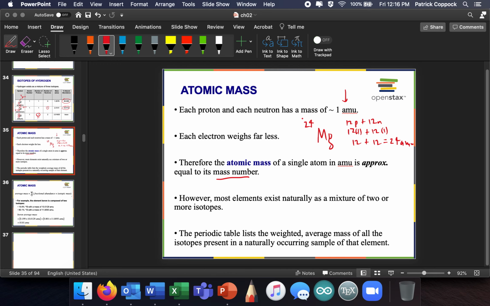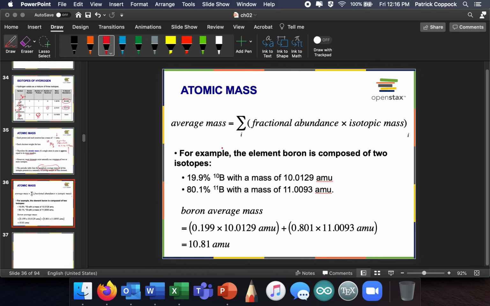Now, not all magnesium is magnesium 24. So when you go to the periodic table, you'll see the average mass of magnesium is not 24. It's close, but it's not 24. And that's what I was saying right here. Most elements exist naturally as a mixture of 2 or more isotopes, right? And so the periodic table lists the average mass. We get the average mass by doing a weighted average, right? This is sort of series notation. This is just how you do a weighted average, right?